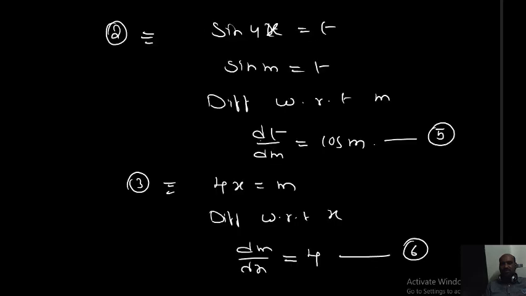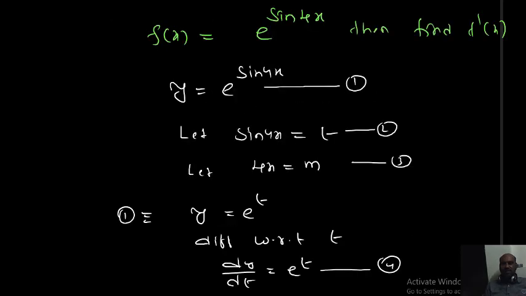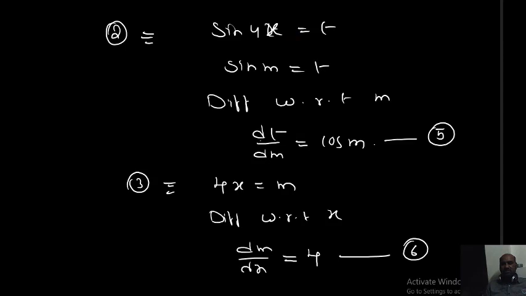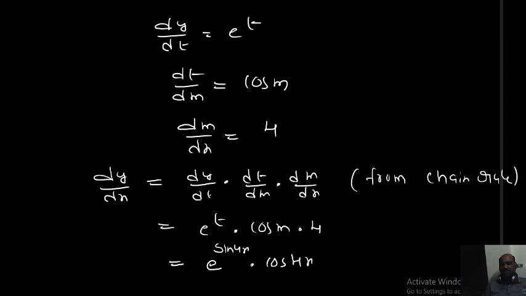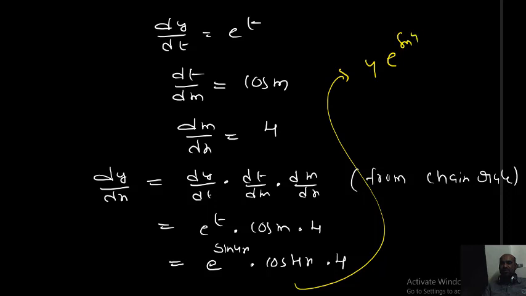Instead of m, what can I write here? m is 4x, into 4. So what is the final result? I will write here, students. This final result: 4 into e power sine 4x into cos 4x. Okay, this is the derivative of that function.